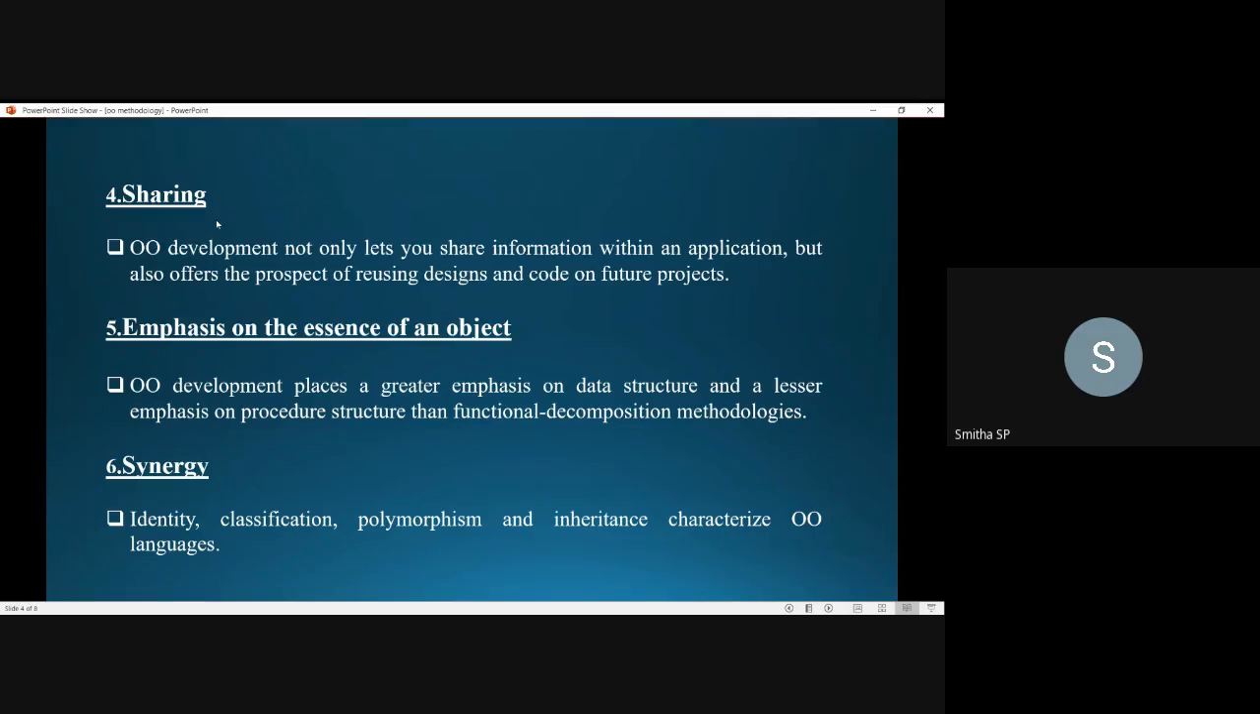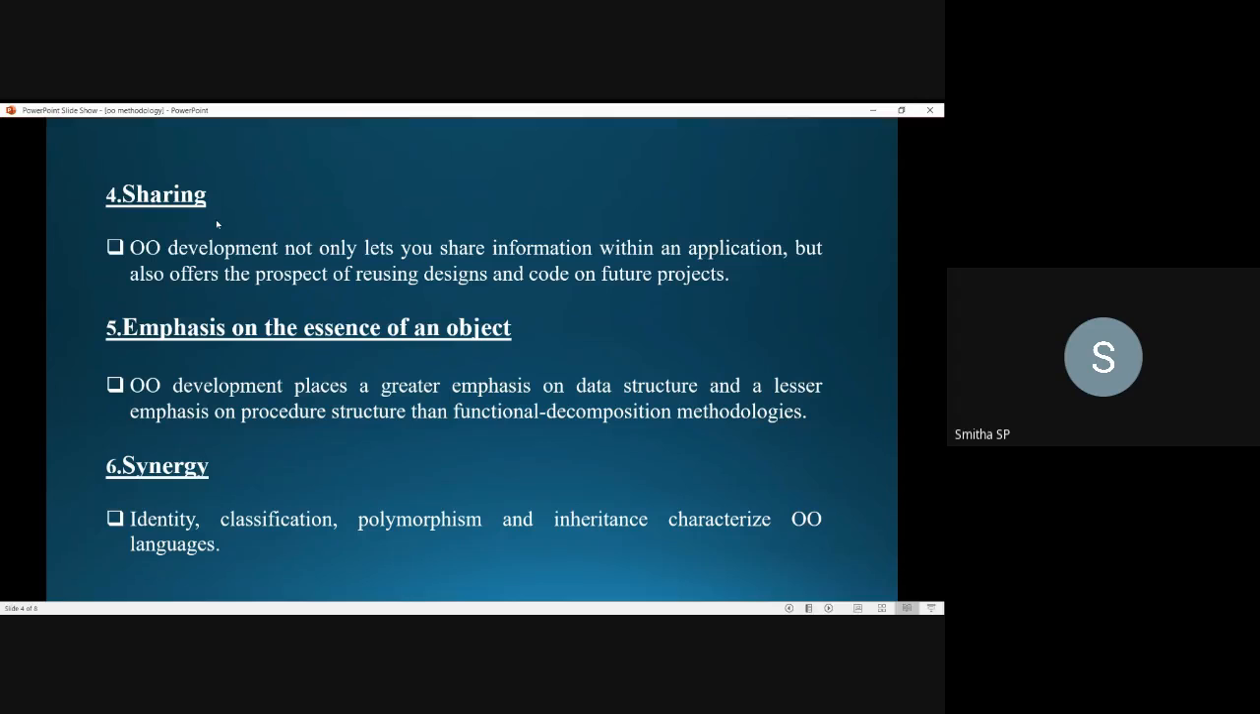Sharing means you have to remember one concept, that is the inheritance concept. Inheritance of both data structure and behavior allows the subclasses to share the common code. The object-oriented approach not only lets you share the information but also allows reusing the designs and the code in future projects. So this is what we can obtain from object-oriented modeling and design.